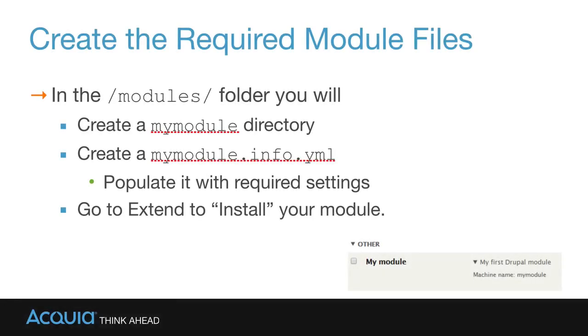As a reminder, here's what we're going to do. Inside the modules folder, we'll create a MyModule directory, create a .info.yaml file, populate it with the required settings, and then go ahead and install our module. All right, let's head over to our code editor.